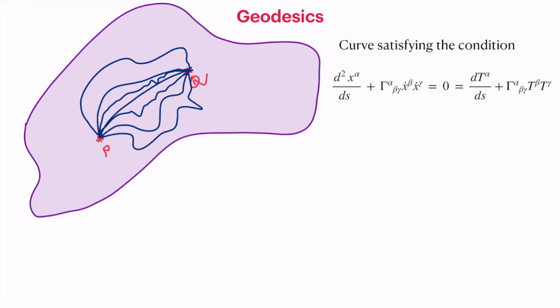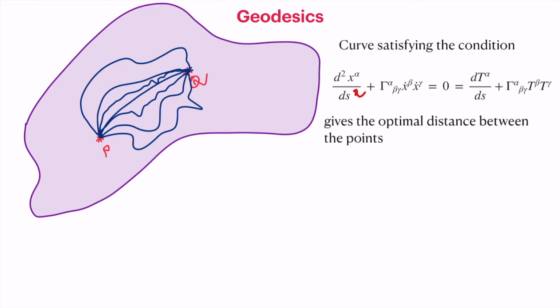We have a curve which satisfies the differential equation d square x alpha divided by ds square plus gamma alpha beta gamma x dot beta x dot gamma is equal to 0. So this is an optimal curve which optimizes the distance between the points P and Q. Now in general you may say that it is a minimization. It is not true in general. It could be minimization or maximization. If the geometry is infinite, then this minimizes the distance.